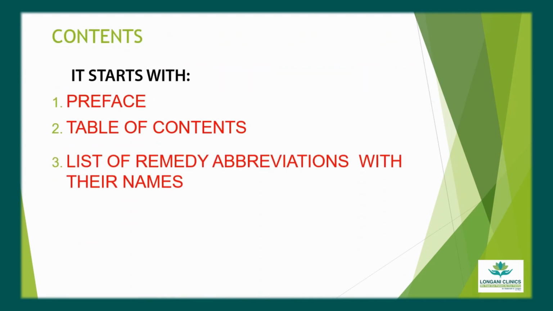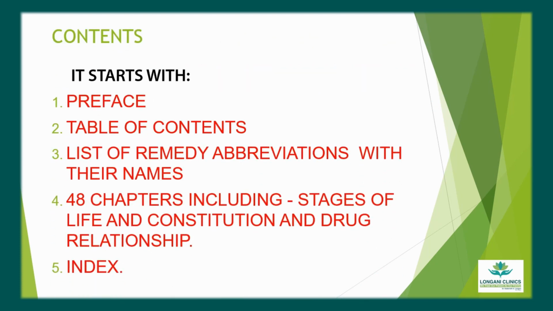Contents. It starts with preface, then table of contents, list of remedy abbreviations with their names, 48 chapters including stages of life and constitution and drug relationship, and the last one is an index.